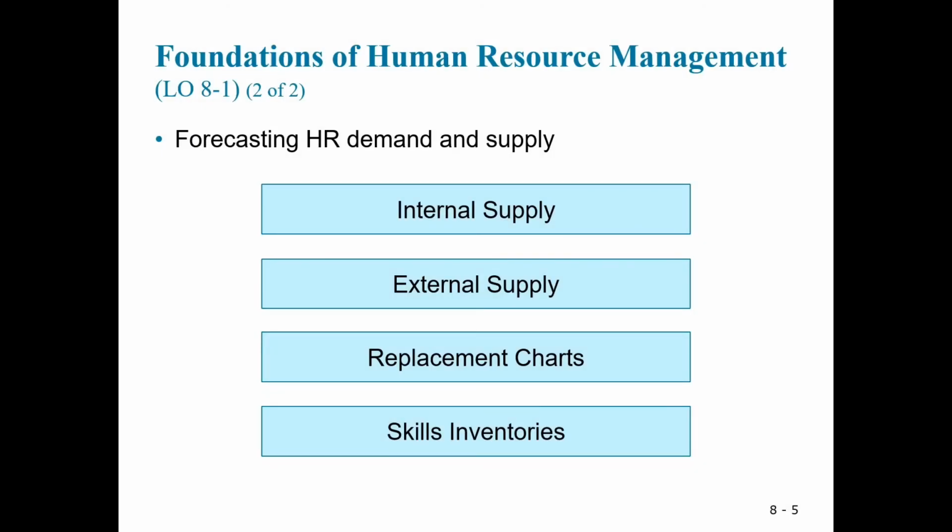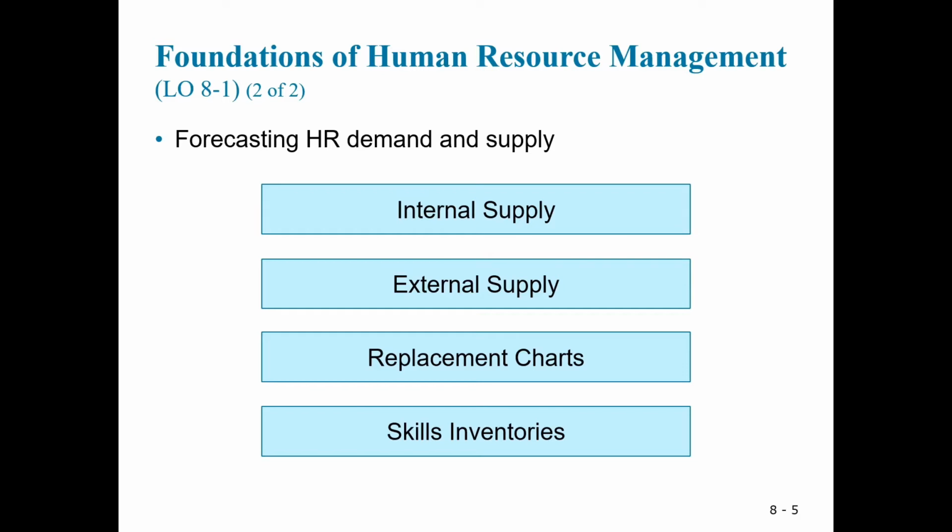2. Forecasting HR demand and supply. Managers need to forecast the demand for employees of different types and the likely supply in the short, intermediate, and long term. Factors to be considered in doing so are discussed. Replacement charts list each important managerial position, who occupies it, how long the person will probably stay in it before moving on, and who is now qualified or soon will be qualified to move into it.